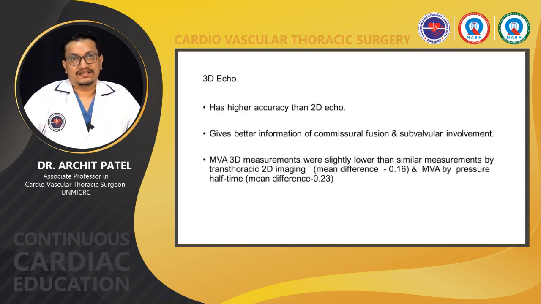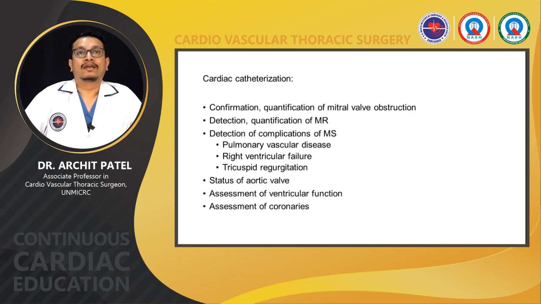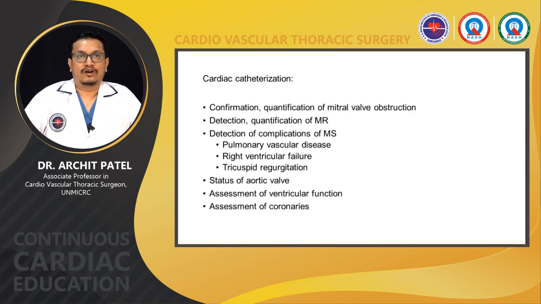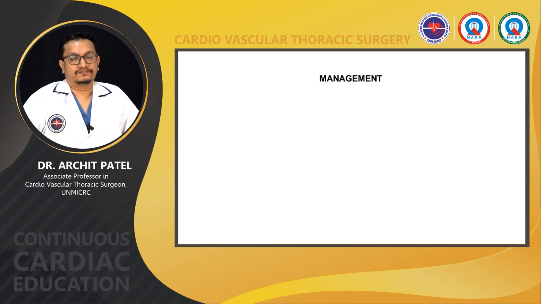3D echo, which has higher accuracy than 2D echo, gives better information on commissural fusion and subvalvular involvement. Cardiac cath is used for confirmation and quantification of mitral valve obstruction, detection and quantification of MR, detection of complications of MS, status of aortic valve, assessment of ventricular function and assessment of coronaries.